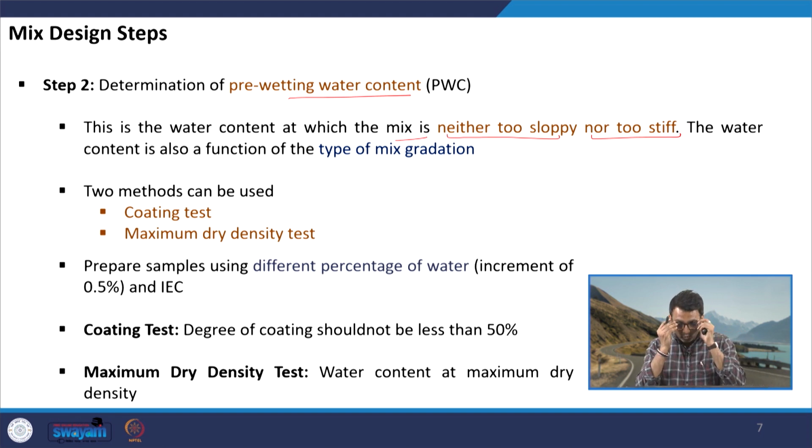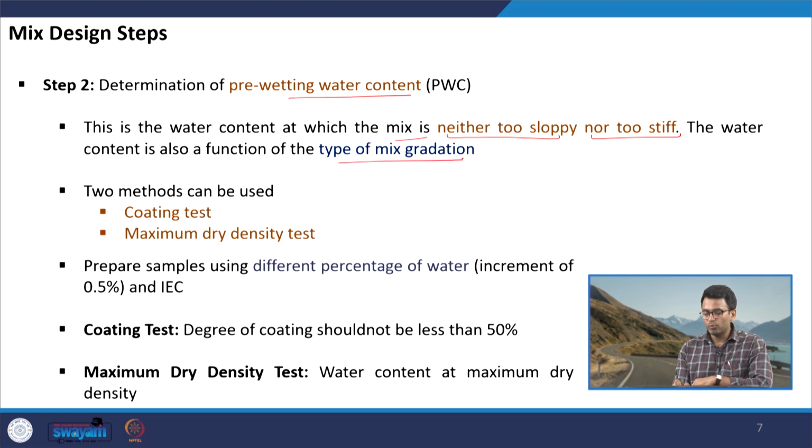So, at the pre-wetting water content, when I prepare the cold asphalt mix using the pre-wetting water content and the emulsion content, the mix should not be too sloppy, nor should it be too stiff. This water content is also a function of the type of mix gradation. If it is a dense graded mix, this water content can be different. If it is a gap graded mix, this water content can be different. Approximately, this water content ranges from 1 to 2% of weight of aggregates typically. Okay, this is just an approximate range.